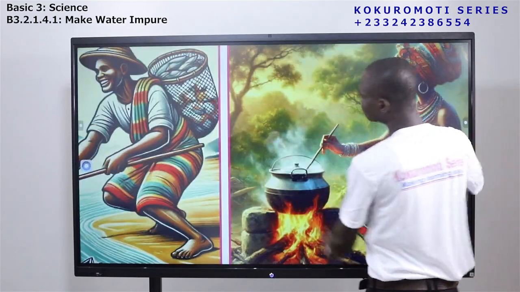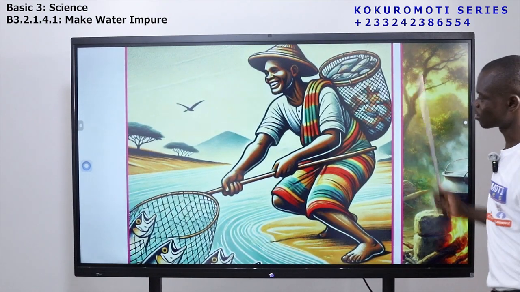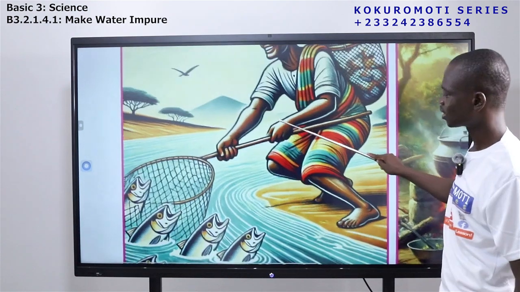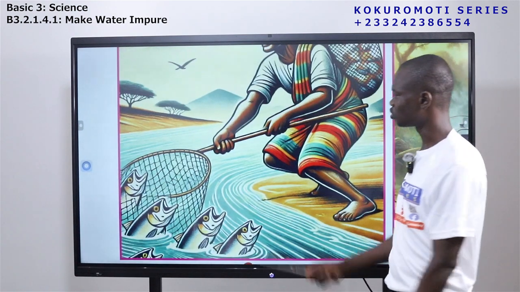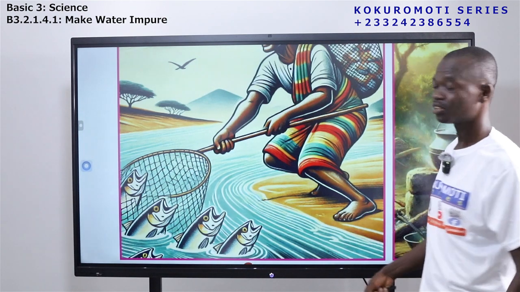Now let's come here. What is the man doing? The man is fishing. He is catching fish. Okay, so he's using it to catch fish. So what are the uses of water?